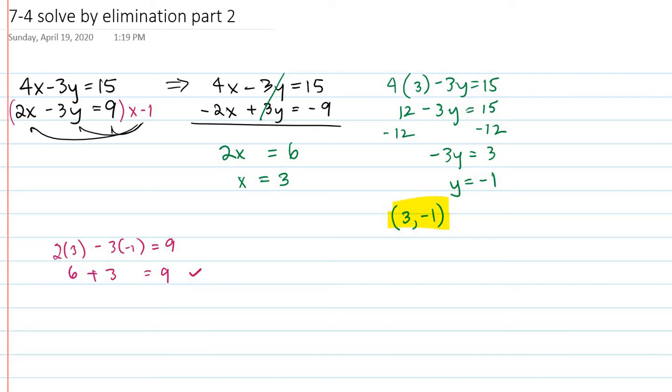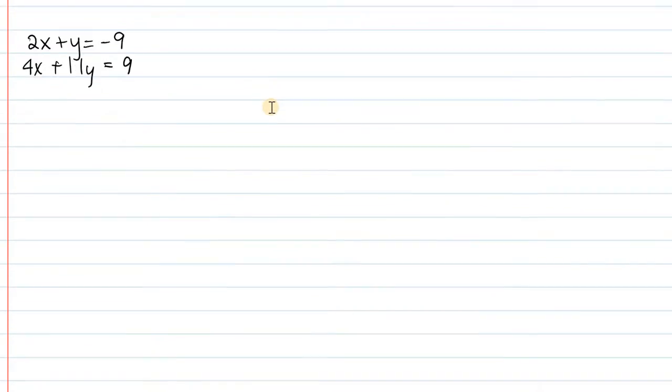All right, so just to recap, we had these two original equations, and we couldn't eliminate because none of the values were opposites. So we multiplied by negative 1 in order to change the signs, and when we did that, we ended up with coefficients that were opposite, and we could eliminate. So let's look at this second example.